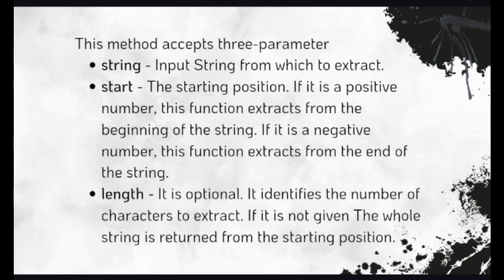This method accepts three parameters. String: the input string from which to extract. Start: the starting position. If it's a positive number, this function extracts from the beginning of the string. If it is a negative number, this function extracts from the end of the string. Third is the length. It is optional. It identifies the number of characters to extract. If it is not given, the whole string is returned from the starting position.